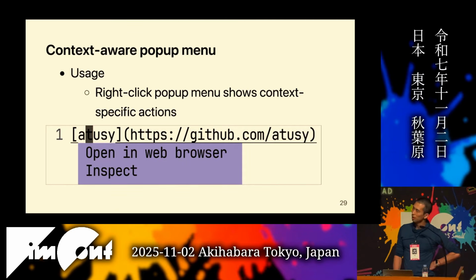And the fourth, I guess, is a context-aware pop-up menu. If we right-click on Atsushi, it shows context-specific actions. Here is a markdown inline link, and Atsushi is not a URL, but if I right-click on it, we see the open web browser menu. Now, if we right-click on the URL here, it's obvious we want to open the web browser, but Treesitter is very smart. We can do something like related code to show the same suggestion.